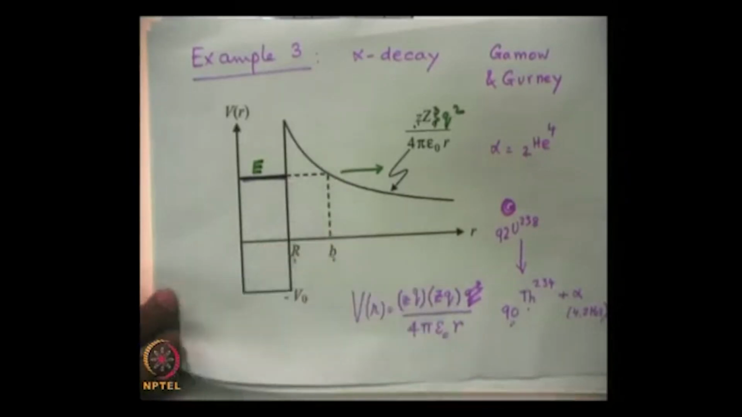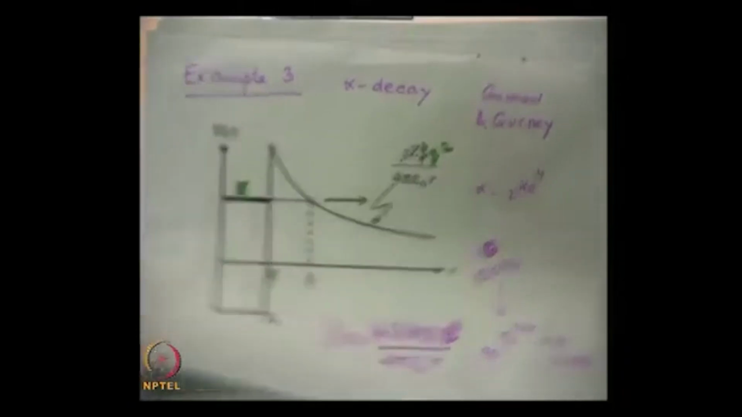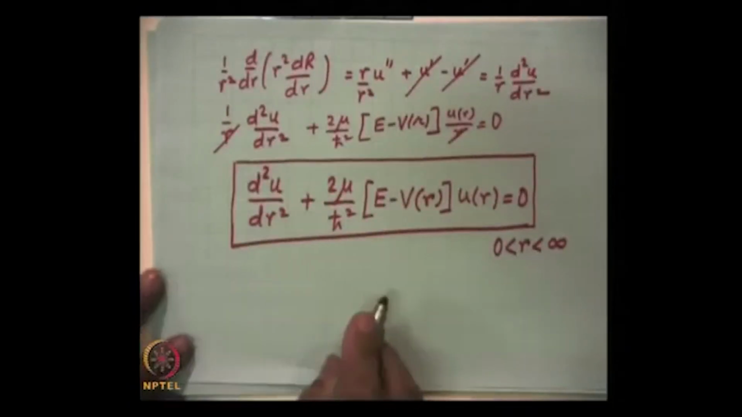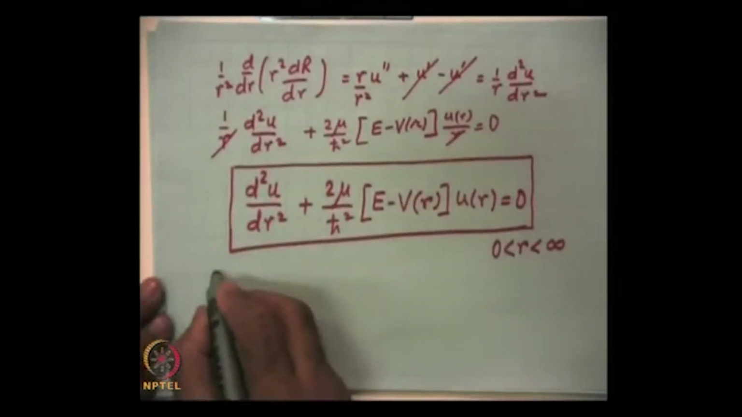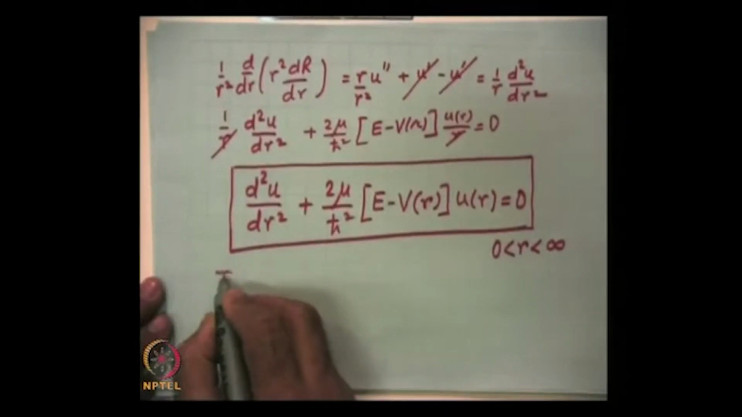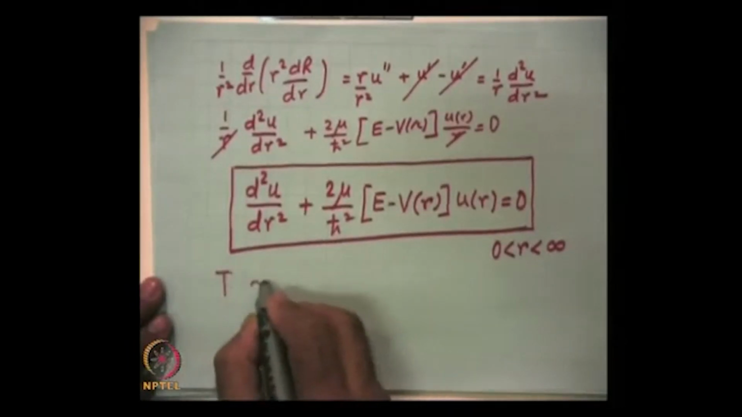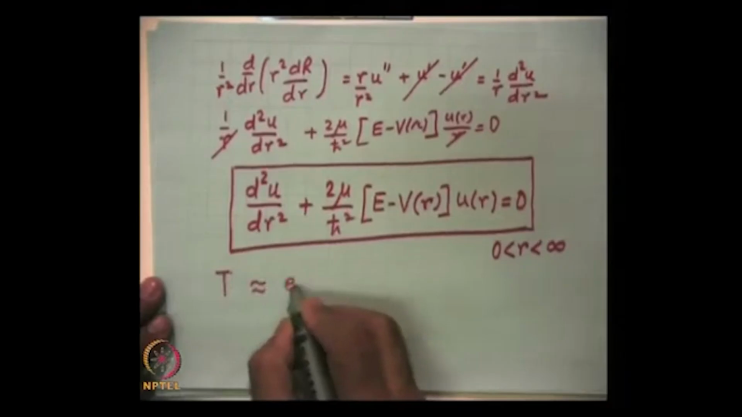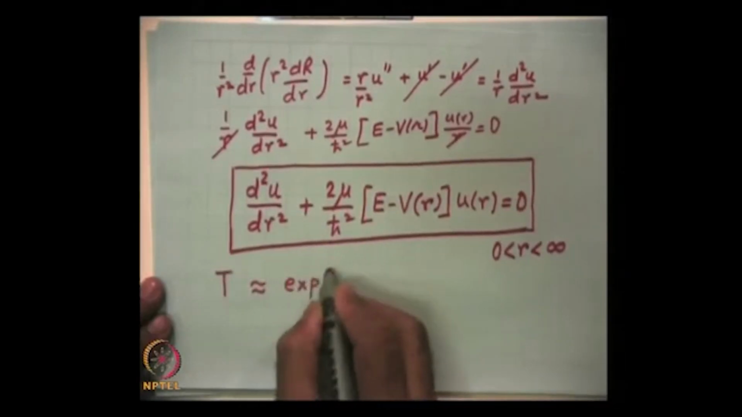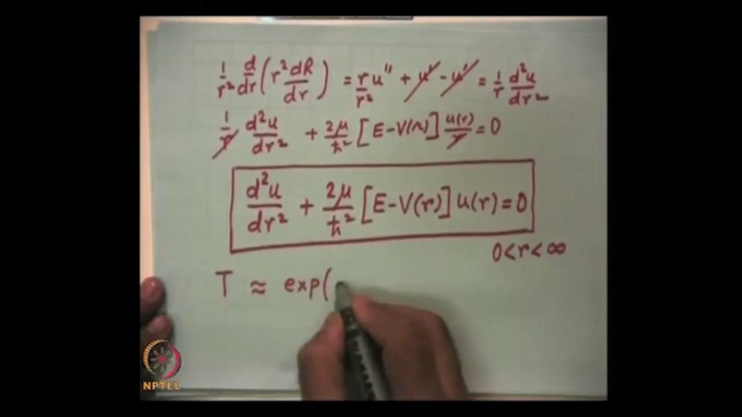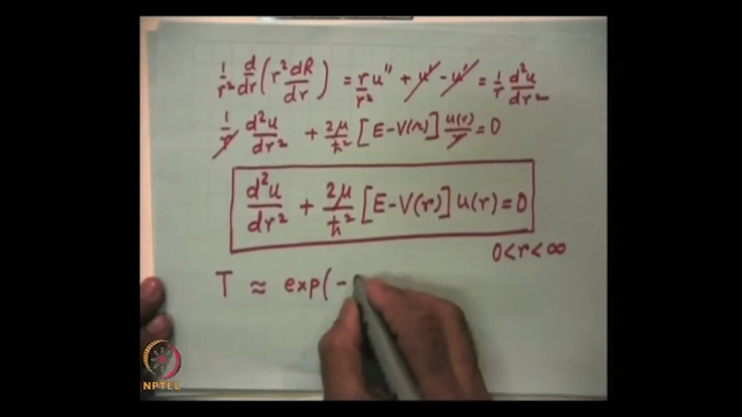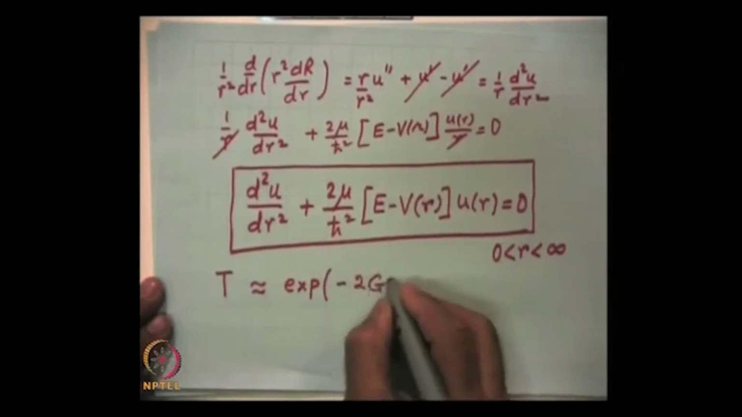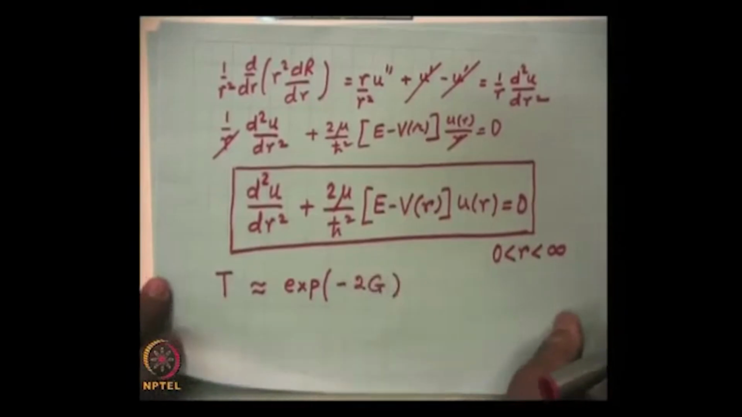I hope it is clear. So, therefore, this thing is T, the tunneling probability. Tunneling probability is exponential minus 2g, and let me write down the formula for g.